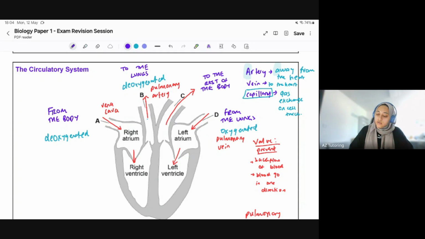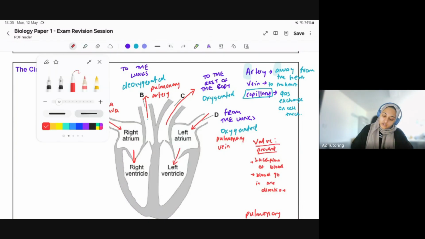And the reason why it's going to the rest of the body is because it's giving that oxygen to all the cells around the body so it can use it for respiration. So it's oxygenated to go give it to the rest of the body. And since it's leaving the heart, going away from the heart, it's a type of artery and it's got a special name. It's called the aorta.